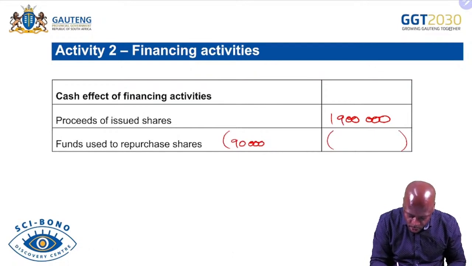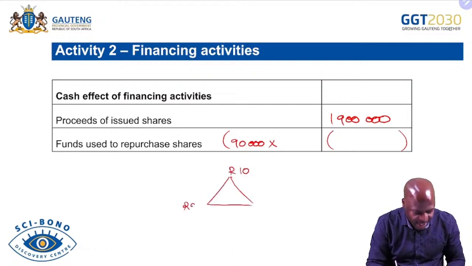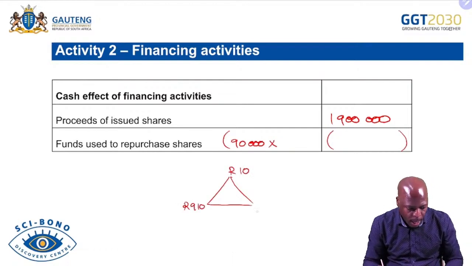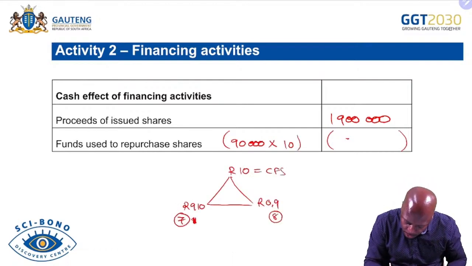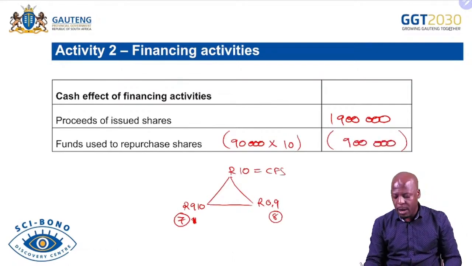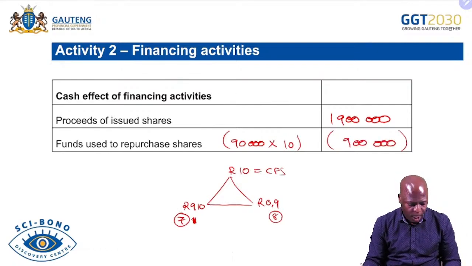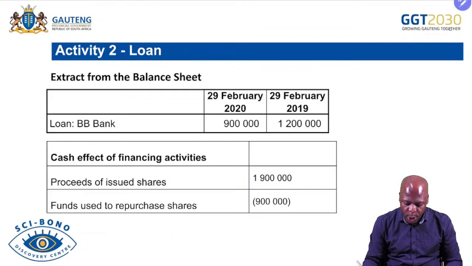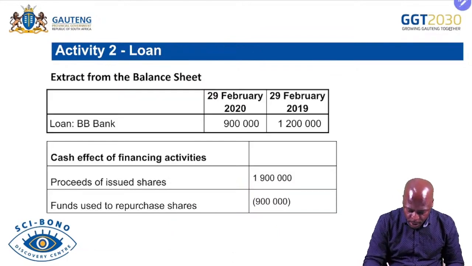And I told you this is what goes to the cash flow statement. This goes to note number 7, and this goes to note number 8. So here I'm going to bring my 10 Rand, okay? And then I'm now going to get my 900,000. My 900,000. All right. I want us to quickly go on, and you will see how it appears now. Here we are.